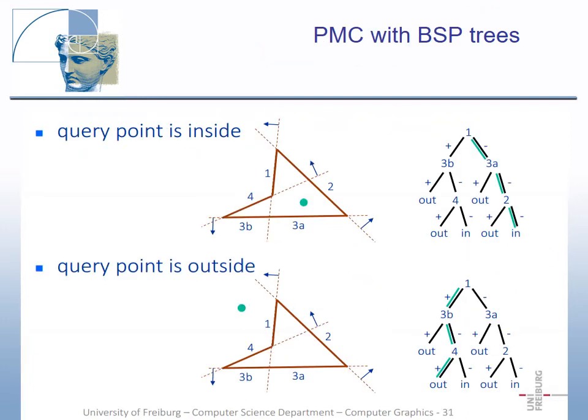Then, we need to traverse the BSP tree for the point of interest. In the upper example, the traversal provides us with an in answer. In the lower image, we come to an out node in the tree.